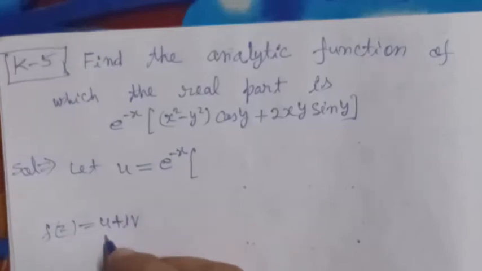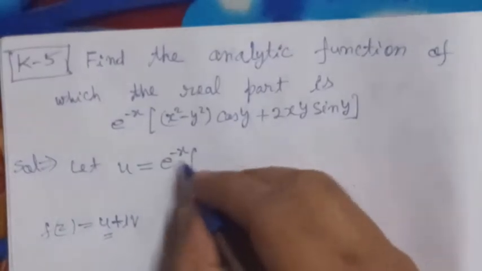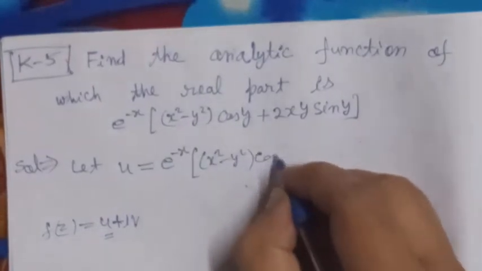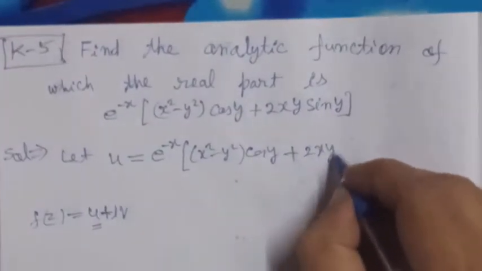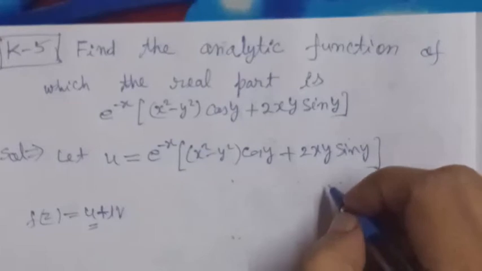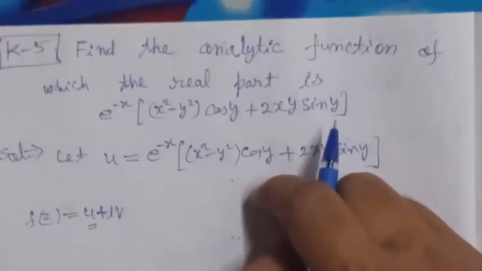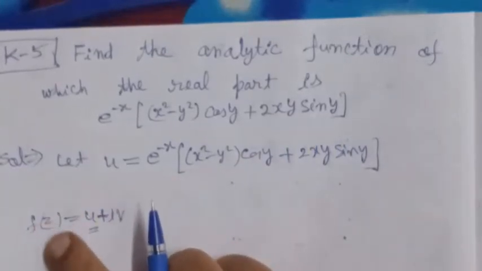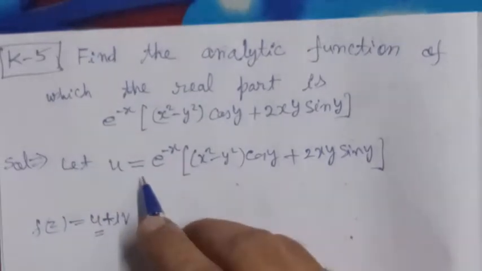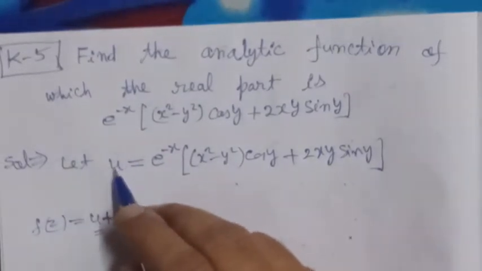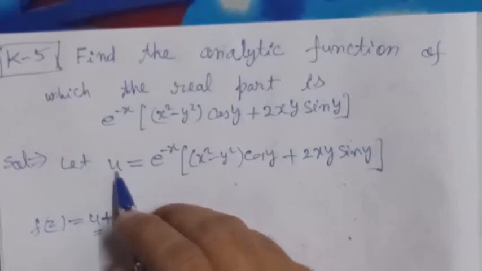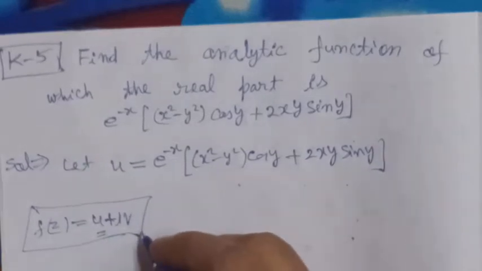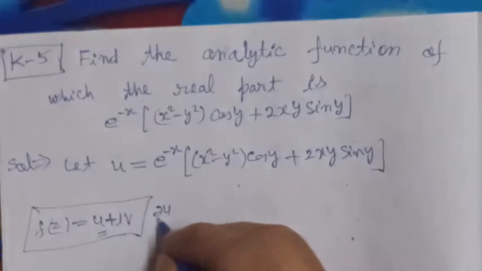We have only been given the real part u, which is equal to e to the power minus x times (x square minus y square) cos y plus 2xy sin y. Now we apply the Milne-Thomson method to find the analytic function f(z). So we have to find the partial derivatives of u with respect to x and y. We first find the partial derivative of u with respect to x.